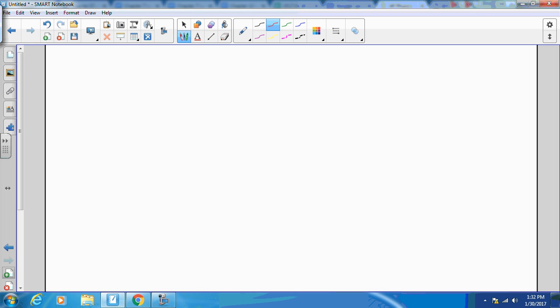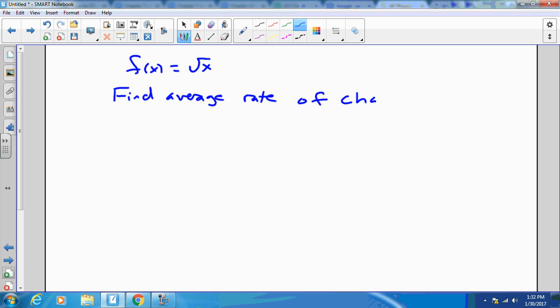All right. What we'd like to do here is to start relating average rates of change to instantaneous rates of change. And as a warm-up to this, I'd like to consider f of x equals the square root of x. And I would like for you to find the average rate of change of f on the interval 1 to 4. Go.